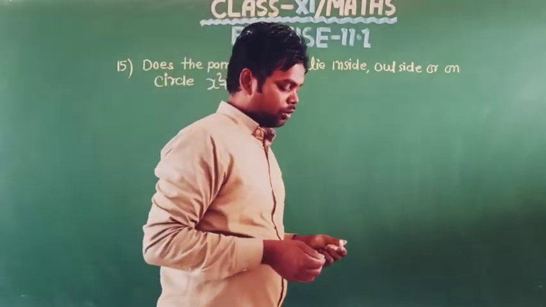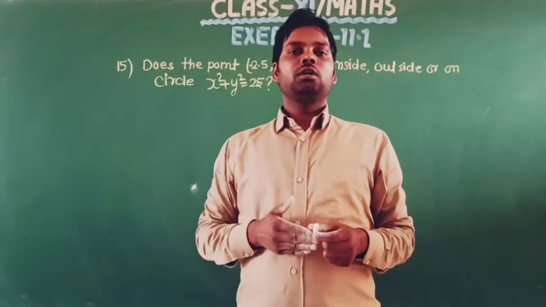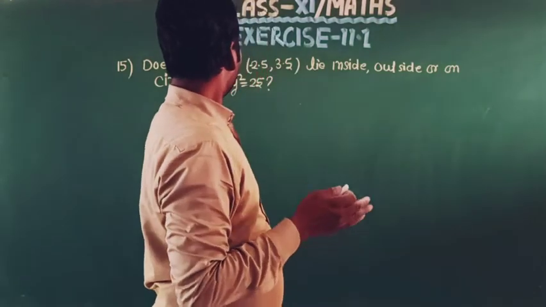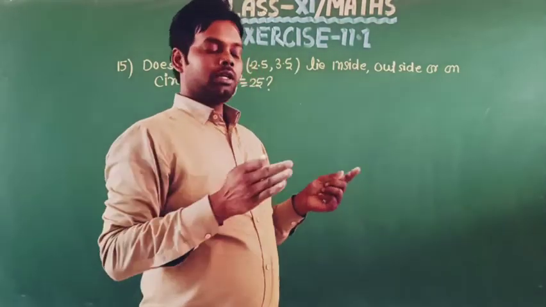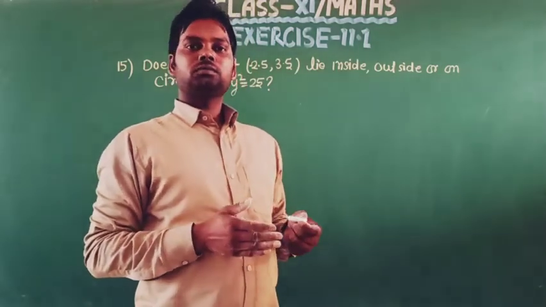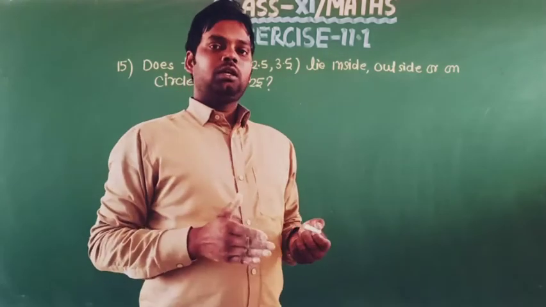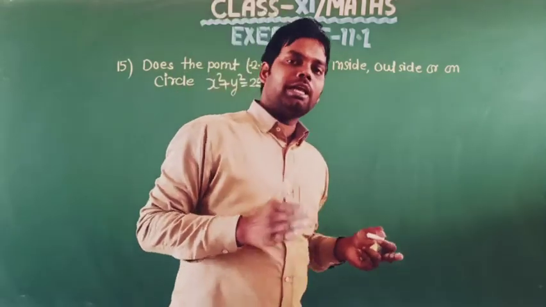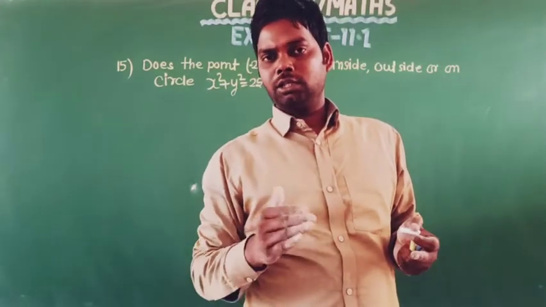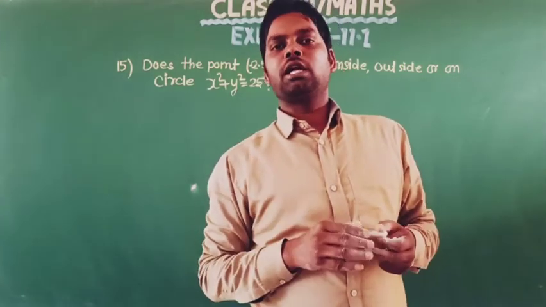To show whether it lies inside, outside or on the circle, first we have to find the distance between the center of the circle and the given point. If the distance between the center and the given point is equal to the radius, then it lies on the circle. If less than the radius, then it lies inside, and if more than the radius, then it lies outside the circle.